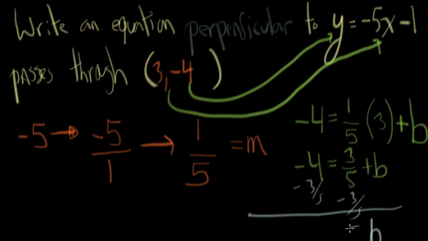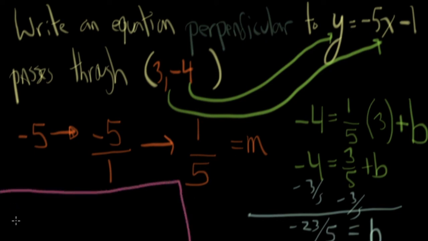So b would equal, and hopefully you're like me right now, and I'm using my calculator. I'm going negative 4, and then I'm going to go minus 3/5 on my calculator. I get negative 23/5. That's exciting. Negative 23/5. Great. So what is my new equation going to be? The perpendicular equation would be y equals your m, which is going to be the difference, right? It's going to be 1/5 now, x, and then you have a brand new b, minus 23/5. And there you go. So parallel lines and perpendicular lines.